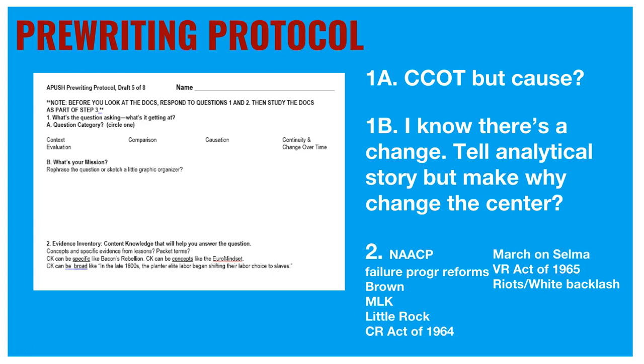So here we go, your mission. As I think about this, here's what I'm jotting down to myself. I know that there's a change. A lot of legislation is passed by the end of that period, and so my job is to tell an analytical story. I'm going to make the why of the change the center of gravity for me. I think that's where the real action is. Why was there no change at the beginning of this period, and at the end there's a fair amount of change?